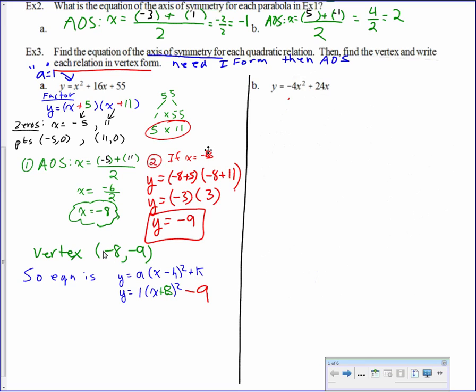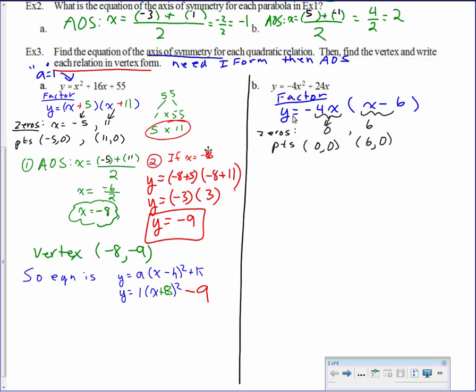Now remember, if I have a vertex of negative 8, inside my bracket is going to be positive 8. And then we just copy down the negative 9 from our vertex, and we are done. Now, let's go on to the next problem.